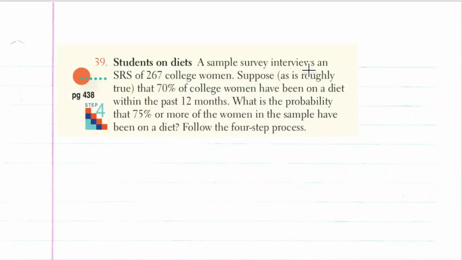Okay, so a sample survey interviews an SRS of 267 college women. So the sample size is 267, right? Suppose that 70% of college women have been on a diet within the past 12 months. So 70% of college women, so this is the whole population. So the population proportion of college women that have been on a diet in the past 12 months is 0.70, right?